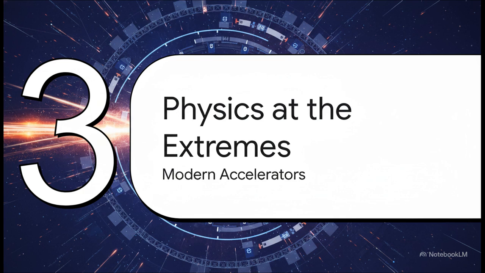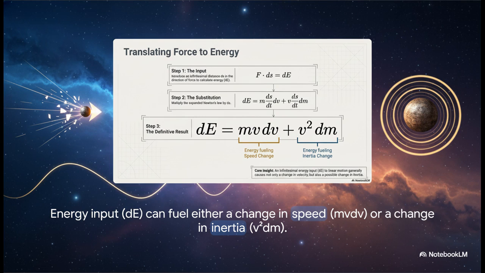Let's jump forward to today, to the era of particle accelerators. These incredible machines can push particles to the absolute edge and test Newton's full equation. So to do that, the authors of the book first switch lenses. They translate the force equation into an energy equation. Think of it this way.